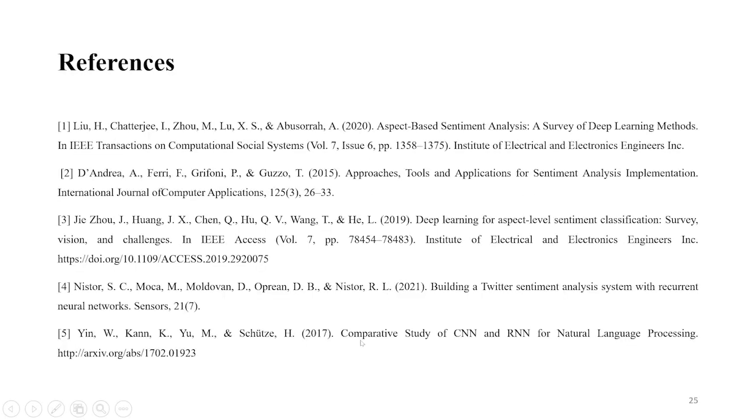So these are the references which I have referred to study these two analyses.